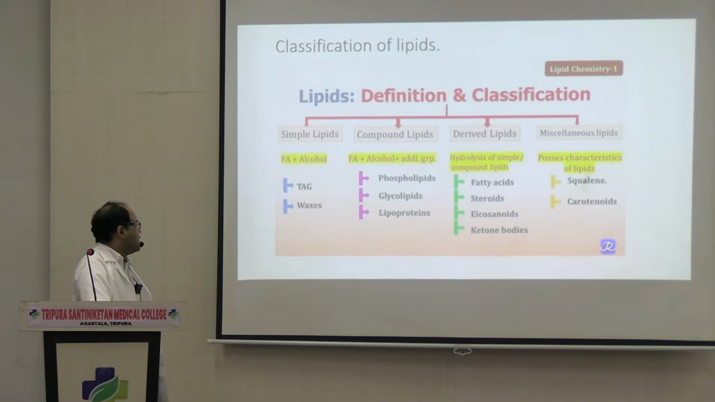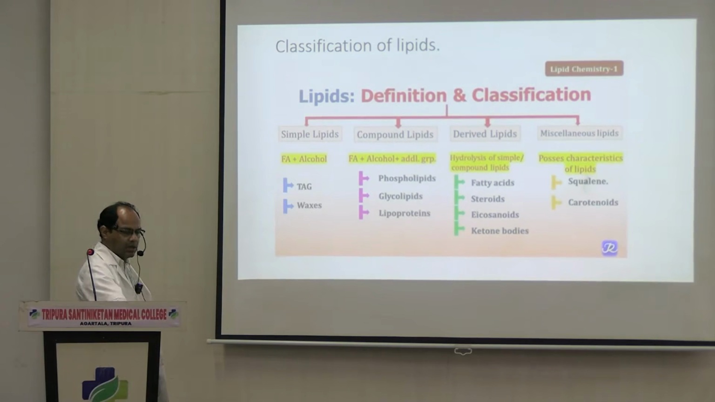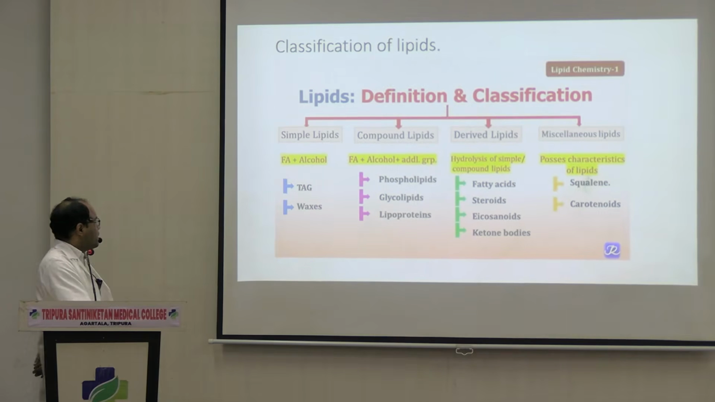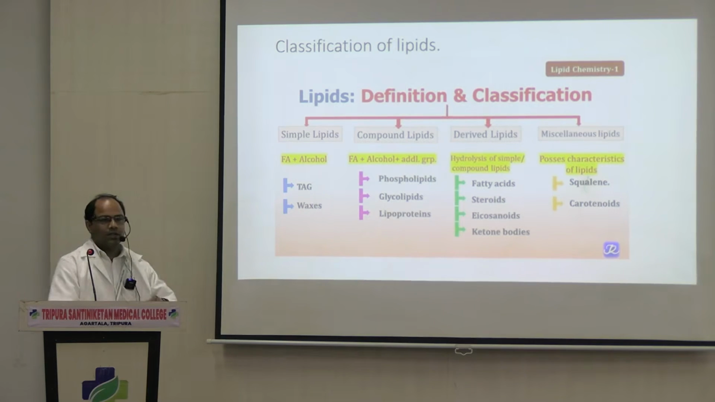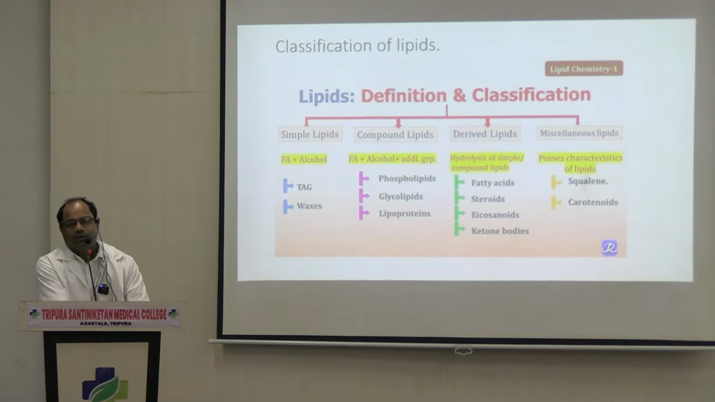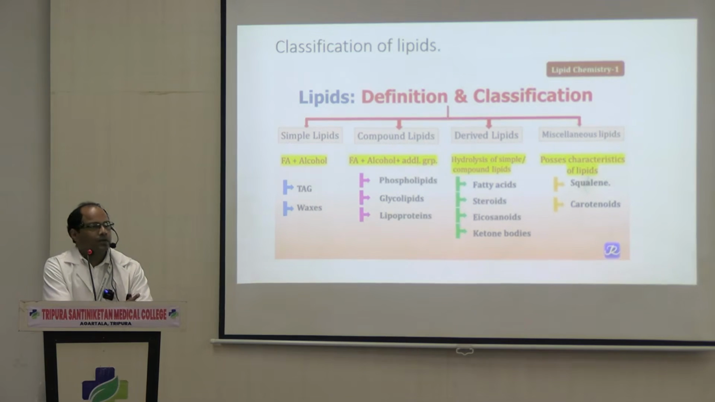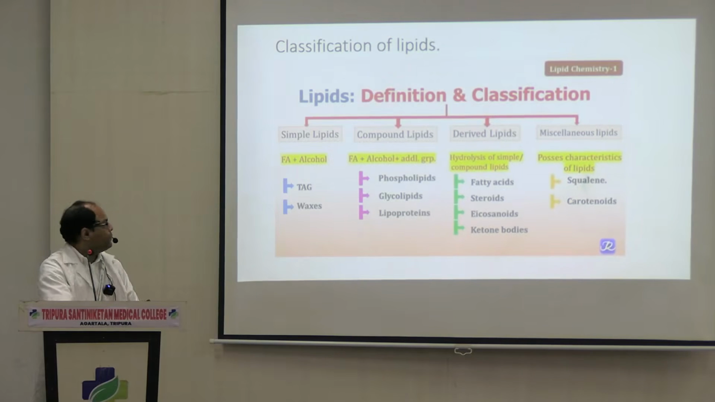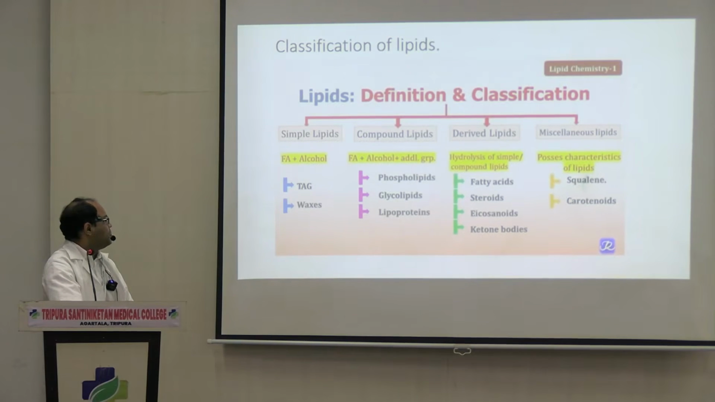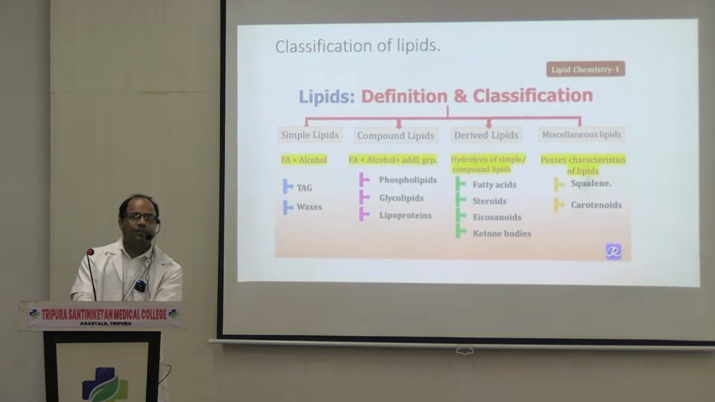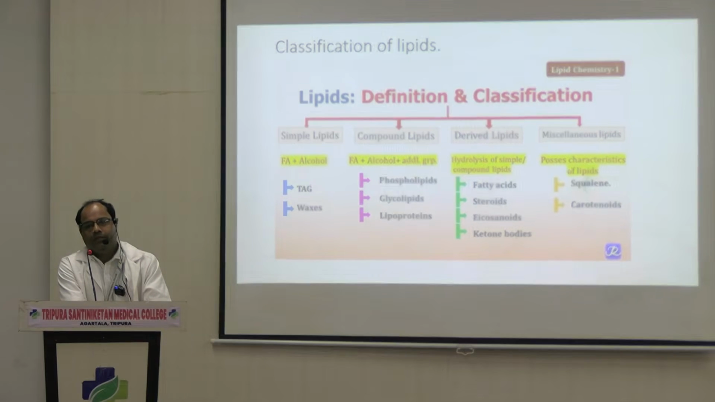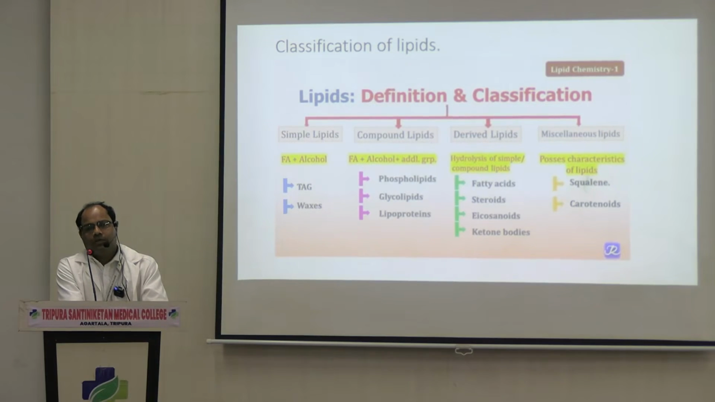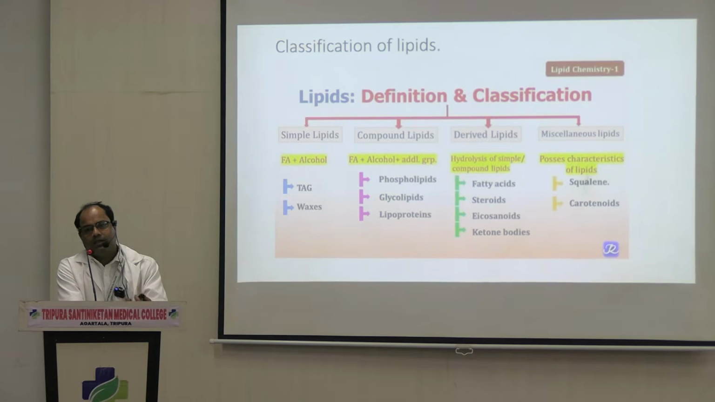Simple lipid like triacylglycerol. This is called triacylglycerol. And some other example like wax. They are semi-solid. These are all simple lipids. They have only this thing, fatty acid with alcohol. So you may ask in the bio exam, what is simple lipid? This is comprised of fatty acid with alcohol.